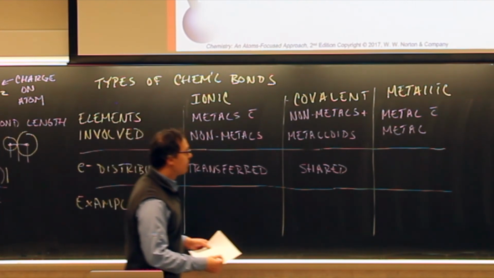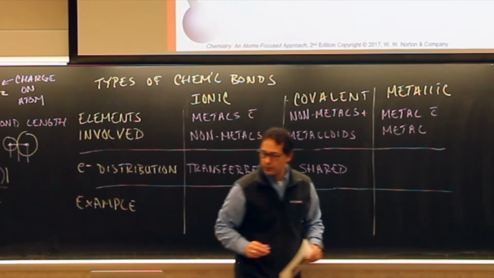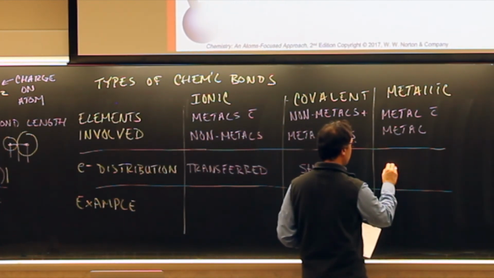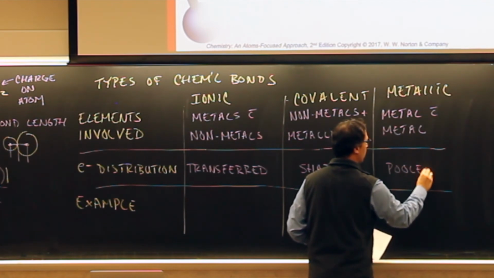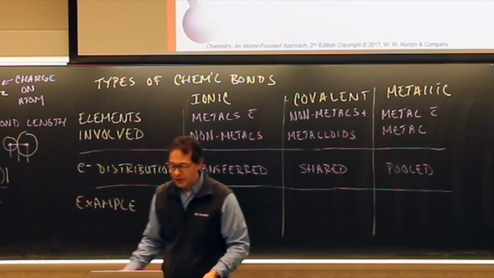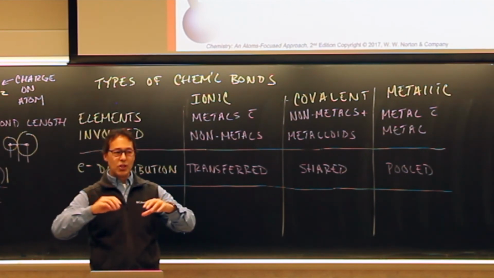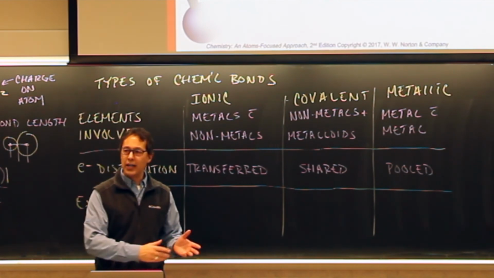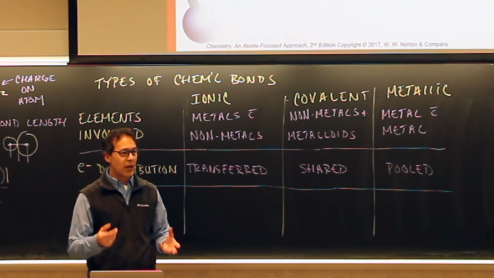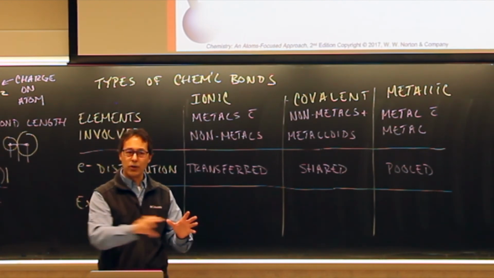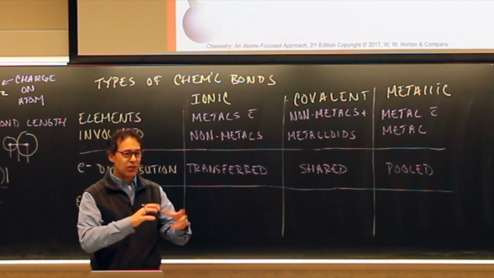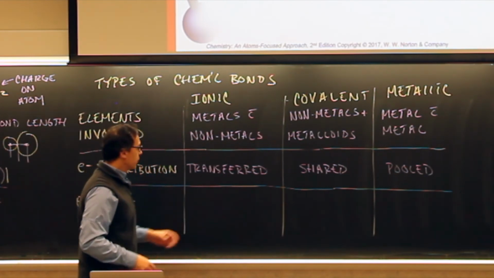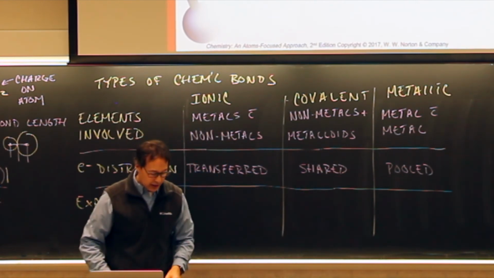And then with our metals, we haven't gotten to that yet, but our electrons are going to be pooled. And what does that mean? That means that the electrons are going to be shared by the other atoms such that they can flow. And we think of that as conducting electricity. So metals conduct electricity. Those electrons will flow through the material. They don't stay near any particular atom. They can flow. So transferred, shared, and then pooled, that allows them to flow.